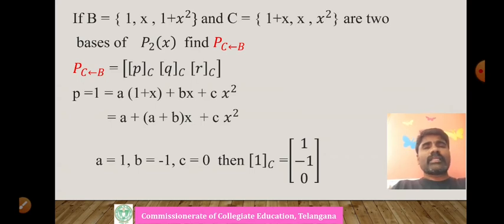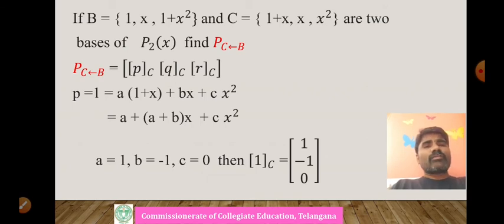Now the coordinate change matrix from B to C is given by the coordinates of P, Q, R with respect to C. The elements of B are P comma Q comma R. That's why P from B to C is nothing but a matrix whose columns are P of C, Q of C and R of C. P of C is the coordinates of 1 with respect to the basis C, and Q of C is the coordinates of x with respect to C. R of C is the coordinates of 1 plus x square with respect to the basis C. Now we can find the coordinates of each vector in B with respect to the basis C.